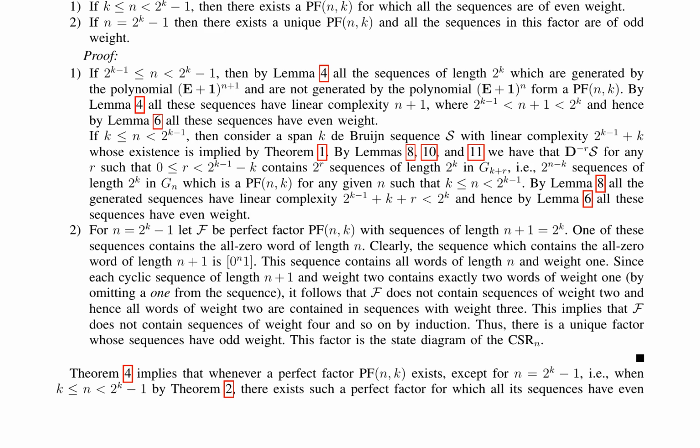The proof of Theorem 4 involves the use of lemmas 4, 6, 8, 10, and 11, which establish the relationships between the linear complexity of sequences, their weights, and the properties of the operator d. The authors also utilize the concept of de Bruijn sequences to construct perfect factors with even weight sequences.